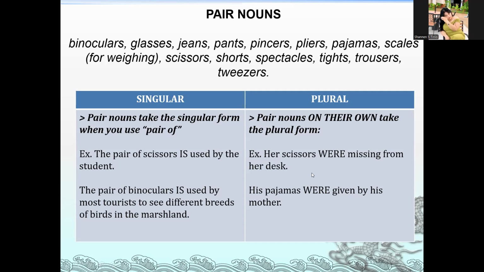Her glasses are broken. Okay? Are is the right answer. How about, her pair of glasses is in the compartment. Kasi nga may pair of. Pag may pair of, nagiging singular.